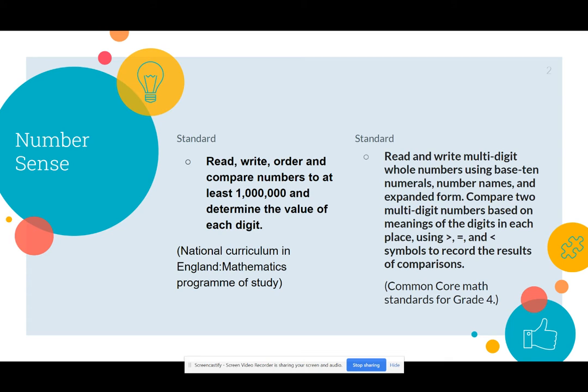This standard is very similar, or pretty much the same, as the Common Core standard. It says read and write multi-digit whole numbers using base 10 numerals, number names, and expanded form. Compare multi-digit numbers based on meanings of the digits in each place, using greater than and less than symbols to record the results of comparisons.